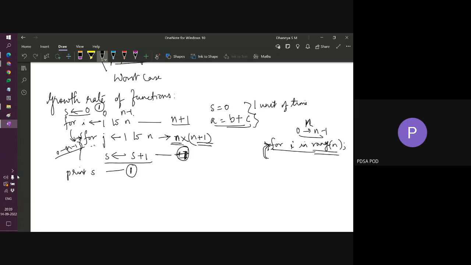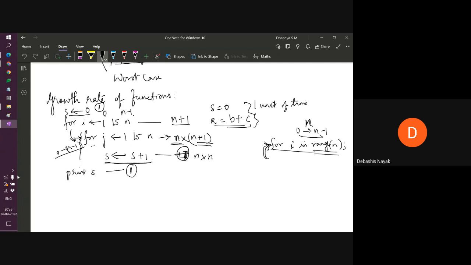Now this statement, one execution of this statement will take 1 unit of time. So how many times is it getting executed? It will be n times, na? N into n plus 1 times, yes. Why is it n into n plus 1 times? N into n, because ma'am, see.